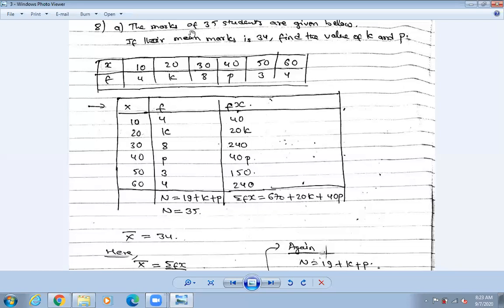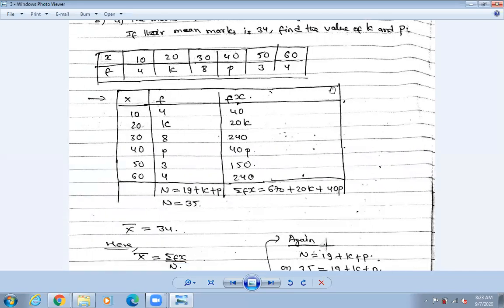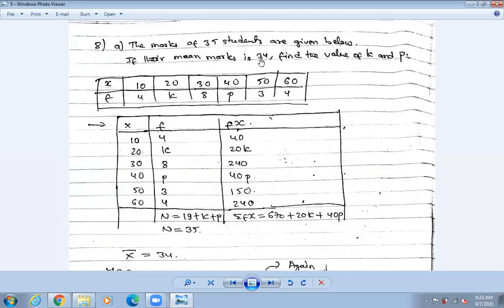So how much is n given? How many students are there? What is the total? 34, 35. That means n is 35, write it like that. That means there are two n's over here. Two n's here. Okay, and summation fx is this much. Okay, mean is 34. Where is the mean? So the mean mark is 34. That means mean is 34.